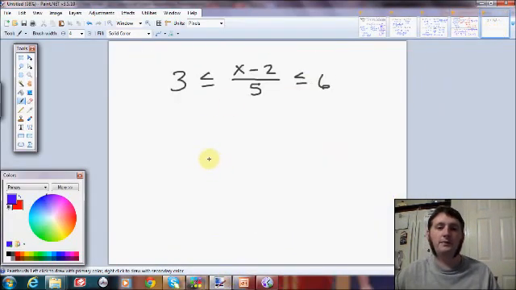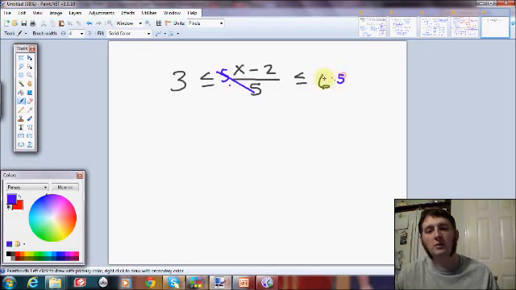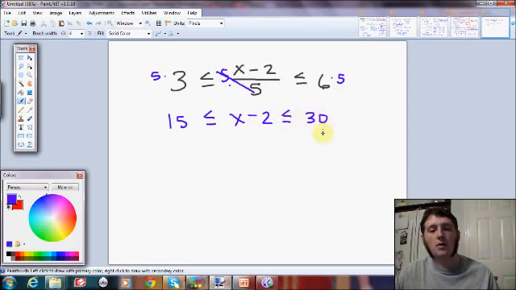Here we go. Last one. Oh my, I bet you're really disliking this one, because not only is it the in-between business, but it's also a fraction. We hate fractions, so we're going to fraction bust. That means we now need to multiply all parts by 5. So 15 is less than or equal to, the 5's cancel, so x minus 2. And then now we just need to add 2 to get x by itself.